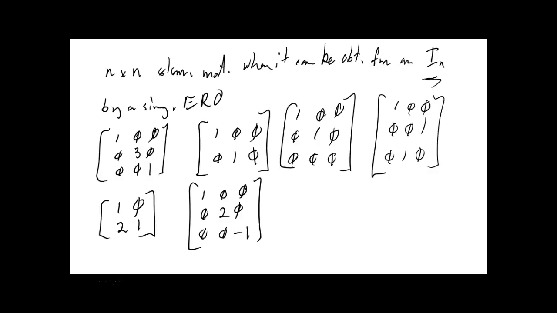Okay, let's check the answers. The first one was, yes, multiplying the middle row by a constant. The second one was not because it wasn't square. The third one was not because you had a row of zeros at the bottom, which you had to multiply by 0, and you can't multiply by 0. The next one was because you just exchanged two rows. The next one was because you added a multiple of one row to another. And the last one was not because you did two elementary row operations. It can only be a single elementary row operation. All right, let's look at example 2.